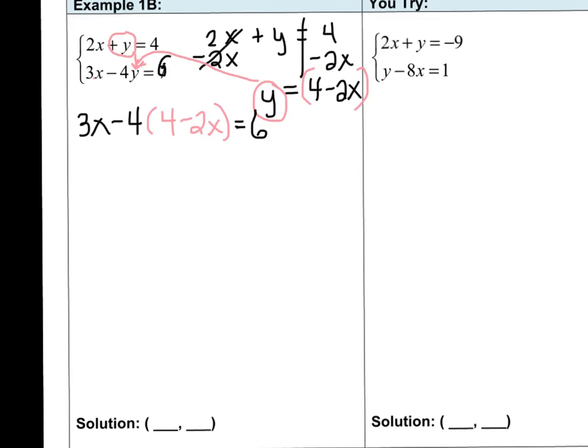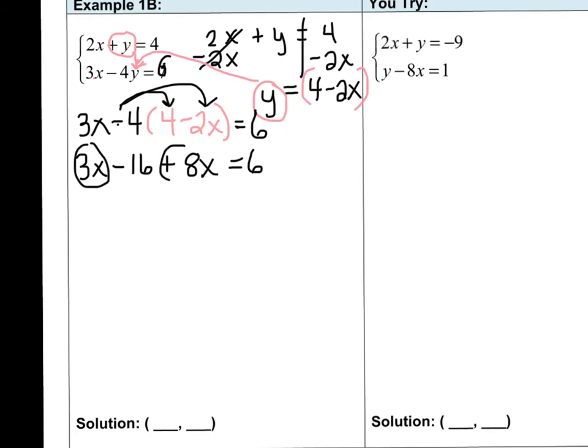Now we will make sure to distribute this negative 4 to everything inside the parentheses. So I'll recopy the 3x out front so we don't forget about it. Negative 4 times 4 is negative 16. Negative 4 times negative 2x is positive 8x. And all of this equals 6.